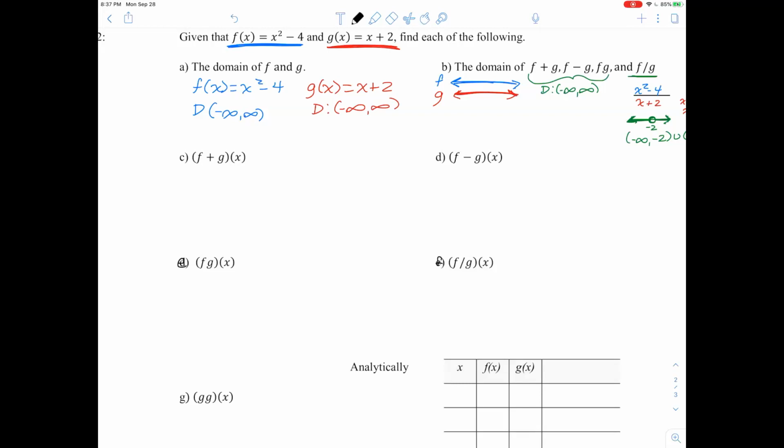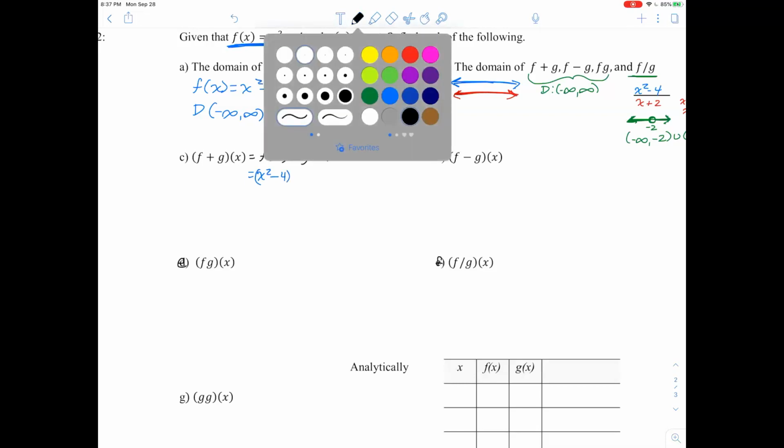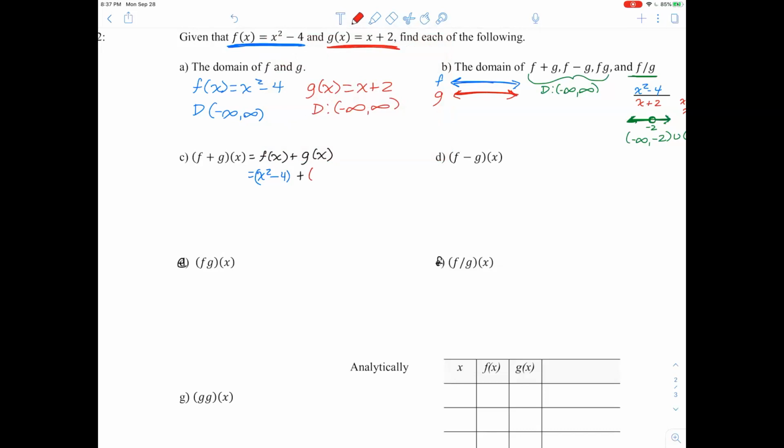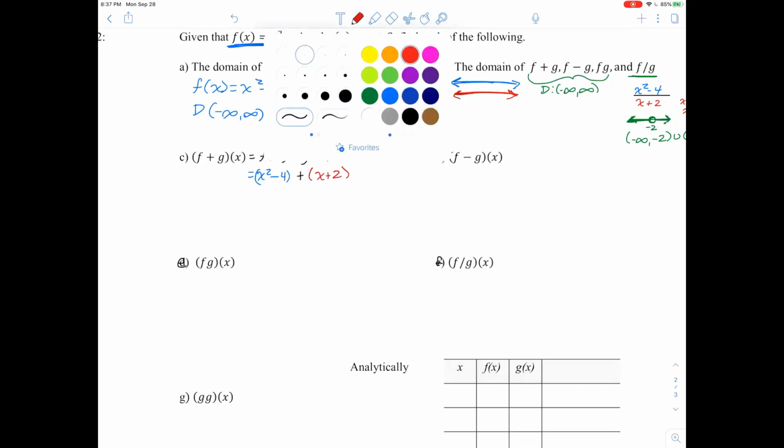Let's add these two functions and see what the resulting function is. So remember that this really means the f of x plus the g of x. All right, so we're taking essentially here this quadratic function, which is x squared minus 4, and we are adding our g of x. And anytime I replace one term with another set of terms, I always use parentheses. It's really critical when you're subtracting or multiplying, so I just always do it.